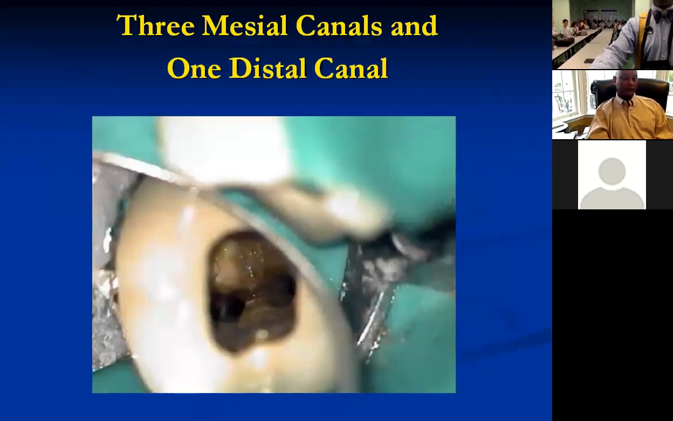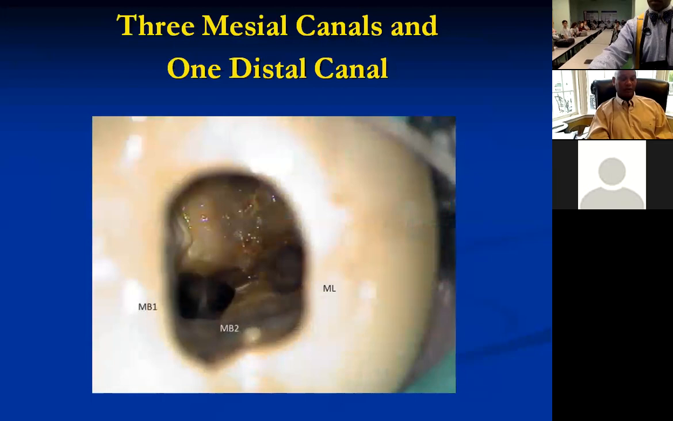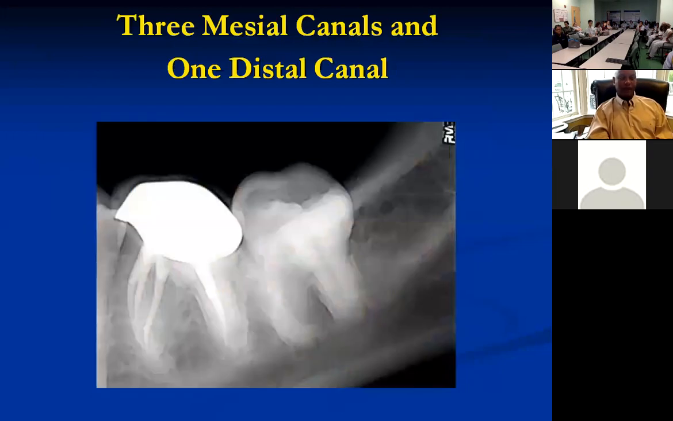This is one. If you look down in here, you see where the mesial buccal is. It actually splits, and then you have a separate mesial lingual. So we call this MB1 and MB2, and then you've got your separate mesial lingual. Here's increased magnification where we can see the bifurcation of those canals. And this is the final X-ray, where you can see they're separate canals. The MB1 and MB2 actually join, and then you have your mesial lingual.